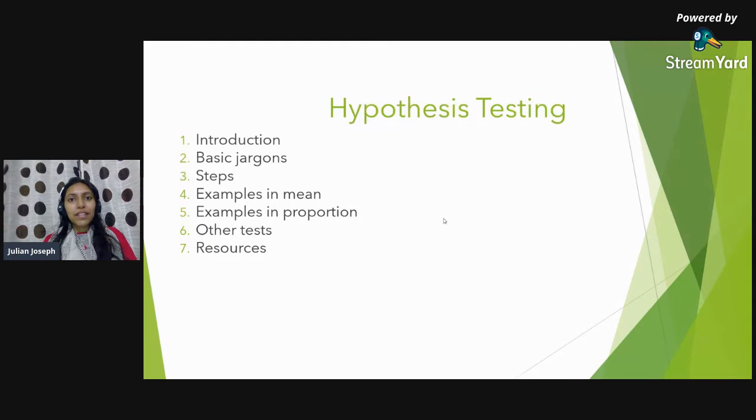It is one of the introductory topics for data science, one of my favorite topics from statistics, and I hope it's yours as well. This is the agenda for today. You have the introduction, basic jargon that is a must for hypothesis testing, the steps for hypothesis testing, examples of mean and proportion, and other tests.